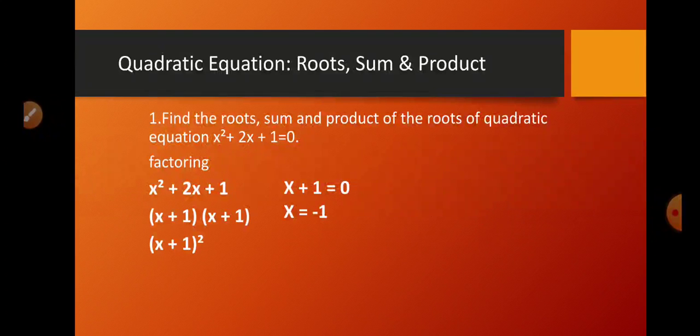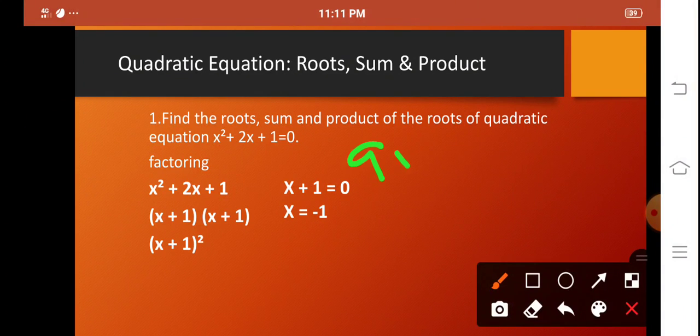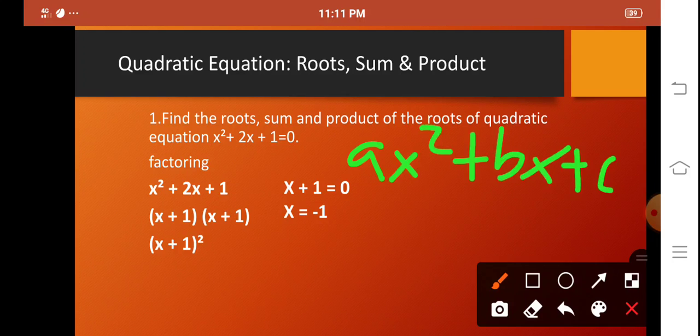Find the roots, sum and product of the roots of the quadratic equation x squared plus 2x plus 1 is equal to 0. One of the ways in finding the roots is by factoring. Our given is of the form ax squared plus bx plus c is equal to 0. So we know that a is 1 in our given, then b is 2, and c is again 1.